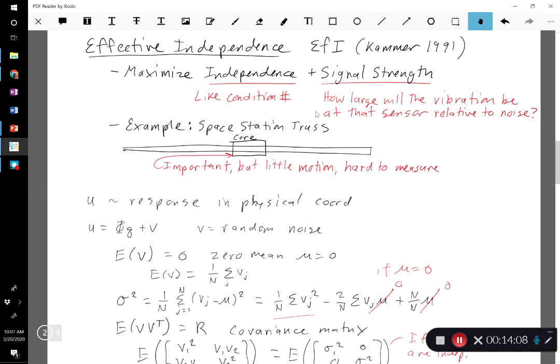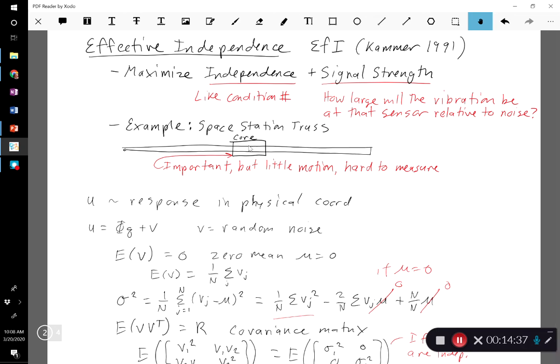And this is important because a typical structure won't just be uniform. The satellite example we've talked about in class is kind of a beam, but it has this core where you have a lot of mass, right? And so this is important because it has a lot of mass, but it's going to have not much motion. It's going to be hard to measure there, so signal strength will be a concern. So we really have to think about both of these things.